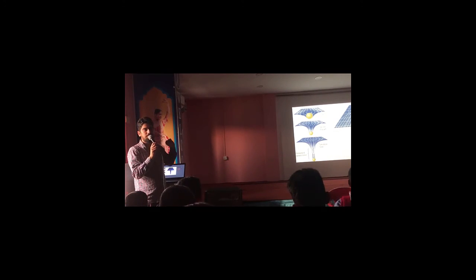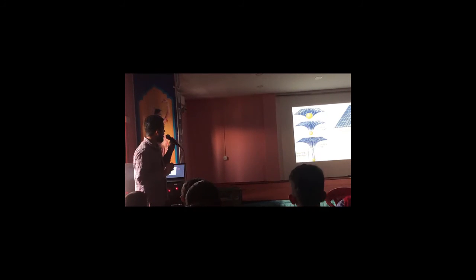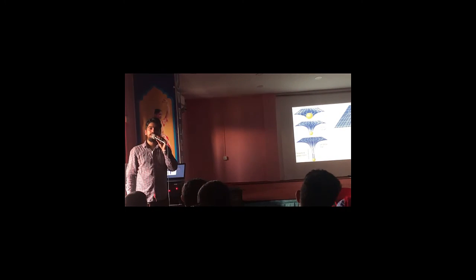Now look at some examples of space-time curvatures. First, look at the sun. The sun is shown in a space-time. It is causing the space-time to curve, right? As you can see. In the second case, you can see a white dwarf. It causes more distortion. You know why? Because a white dwarf is denser than the sun. And you can see a neutron star, even denser. So space-time is even more curved, distorted, right?